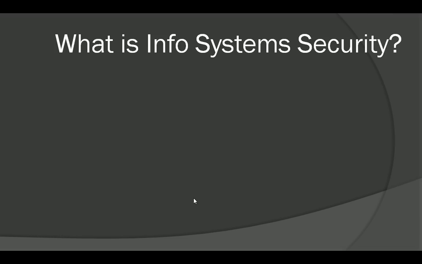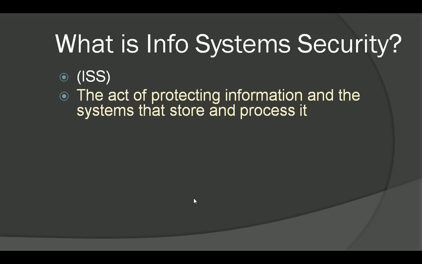Before we start, we have to start talking about what exactly is information system security. At this point in your academic career, you probably can answer these questions, as to what information system security is. By the way, from here on out throughout the semester, I'll just shorthand this to ISS, so you'll see ISS as shorthand for information system security. So what exactly is it? It's the act of protecting information in the systems that store and process it.